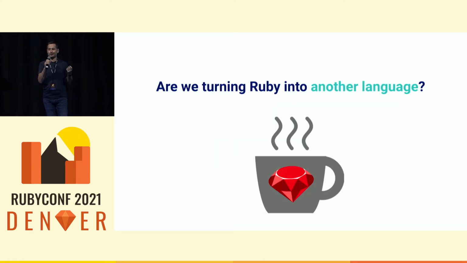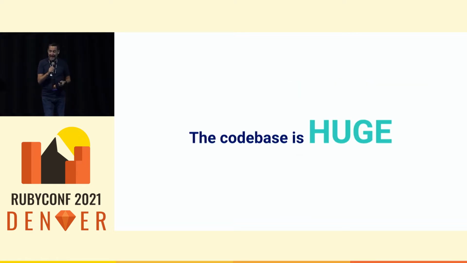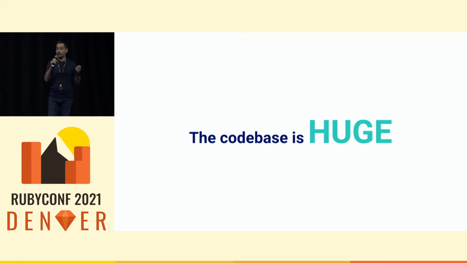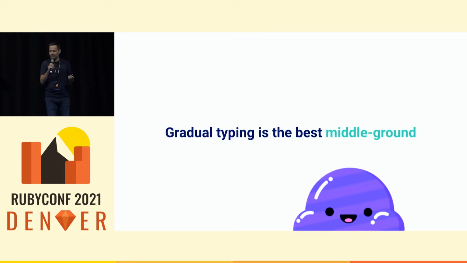But we also don't want to turn Ruby into another language, something like a coffee-flavored language, for example. At the same time, our codebases are huge. At Shopify, like I said, we have over 40,000 Ruby files in our core monolith. If we wanted to do static typing, it would mean that we would have to add types to all of our files, or maybe even better, we would have to rewrite our codebase in a different language, but we don't want to. We love Ruby. So gradual typing is the best middle ground.